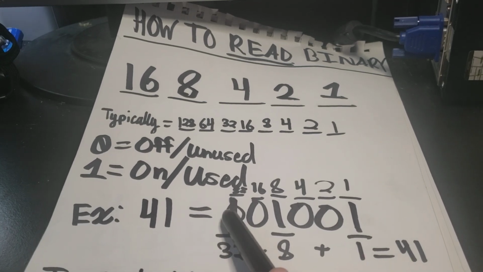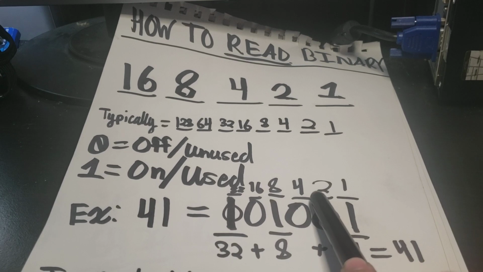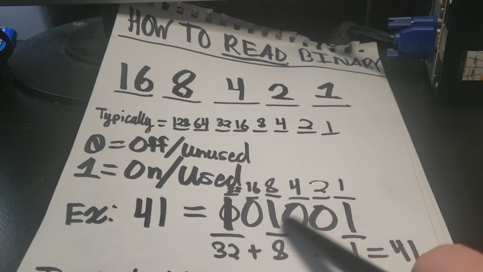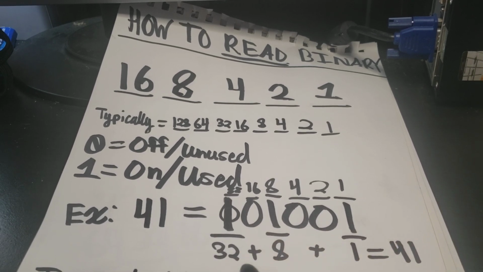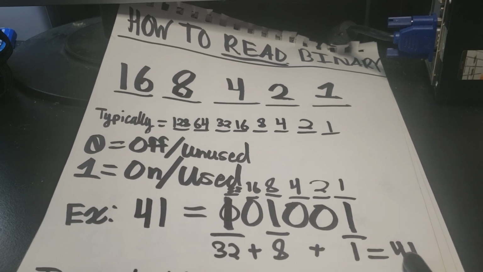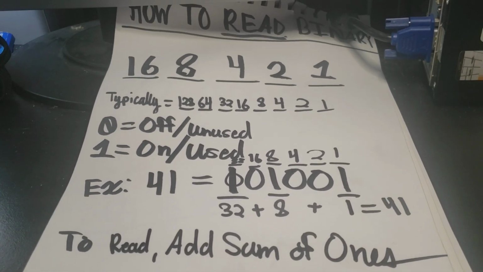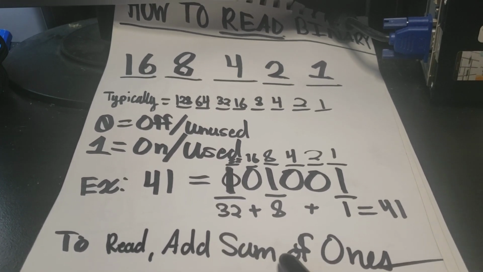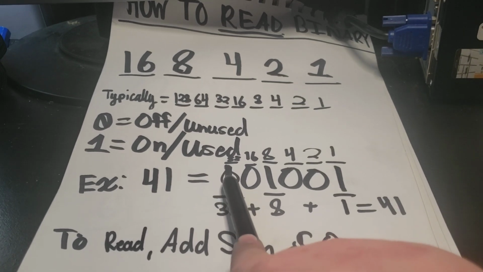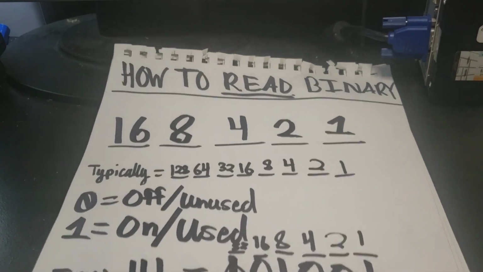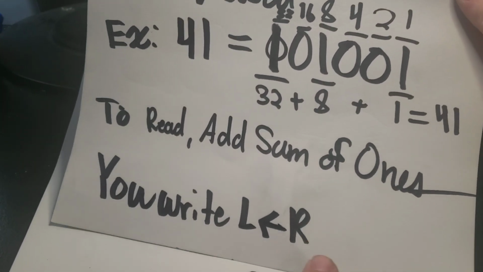Here's the example I was showing you, which is 41. It goes 32, 16, 8, 4, 2, and 1. Now it's 1, 0, 1, 0, 0, 1, which means you add the first one, which is 32, plus the next one, which is an 8, plus the next one, which is a 1. 32 plus 8 plus 1 equals 41. To read this, you add the sum of the ones. And you write this from right to left.